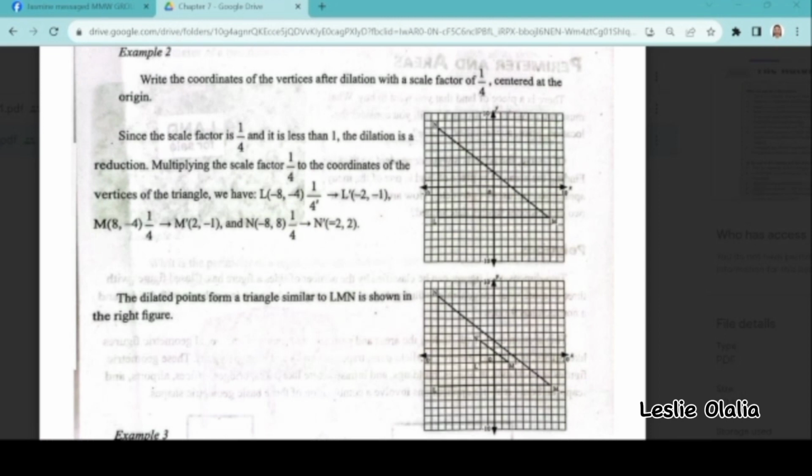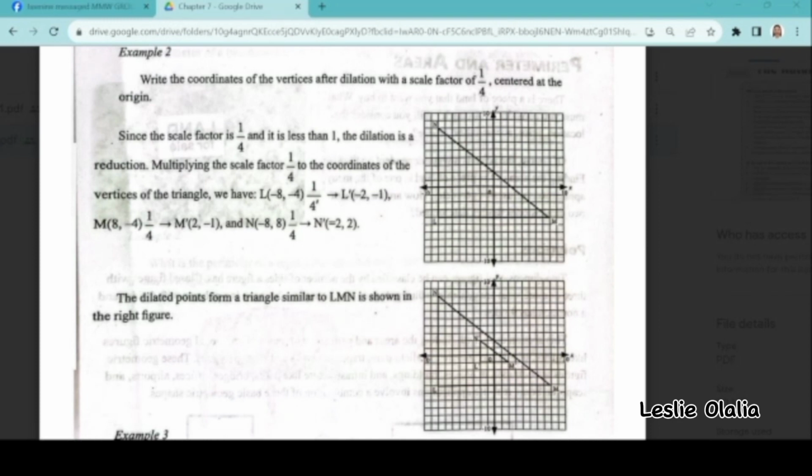So, we have L is negative 8 and negative 4 multiplied by 1/4. Kalabasan niya is negative 2 and negative 1. And corner M is 8 and negative 4 multiplied by 1/4, ang kakalabasan niya is 2 and negative 1. And corner N, negative 8 and 8 multiplied by 1/4, kakalabasan niya is negative 2 and 2.